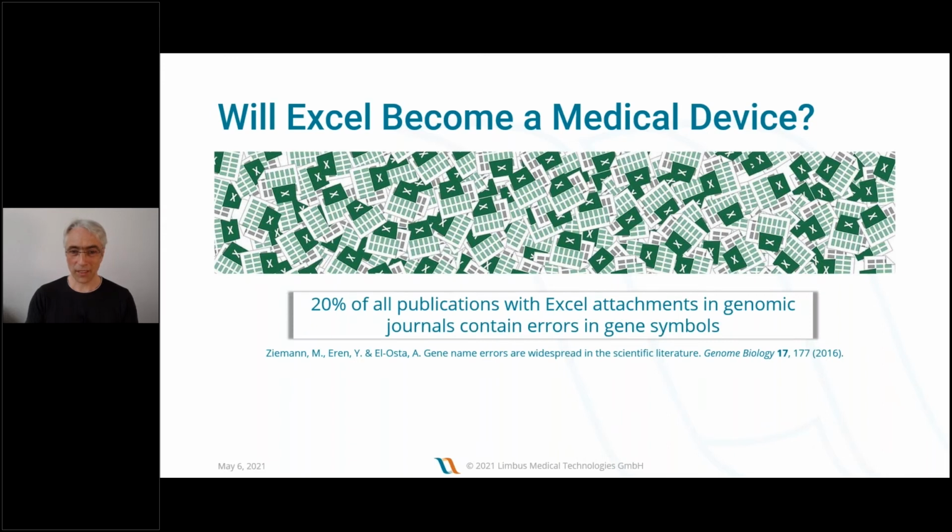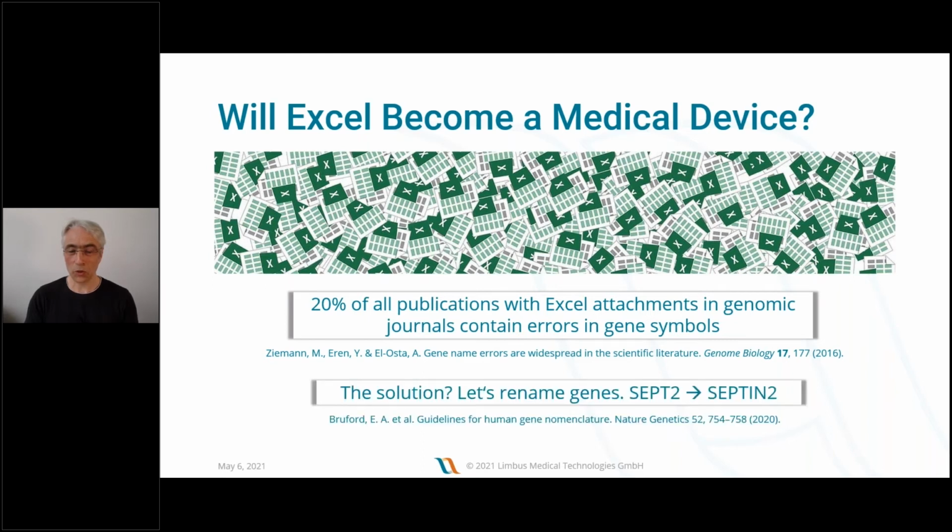I'd like to mention that there's a quite famous study on Excel attachments in genomic journals, and these people performed a study determining if there are errors in those Excel sheets, and they found 20% of all Excel attachments had errors in gene symbols. This is basically a very popular, very annoying problem that geneticists have when using Excel.